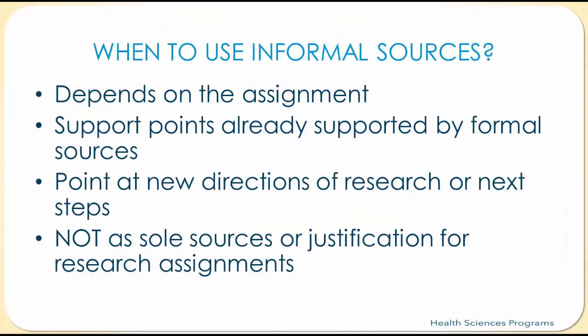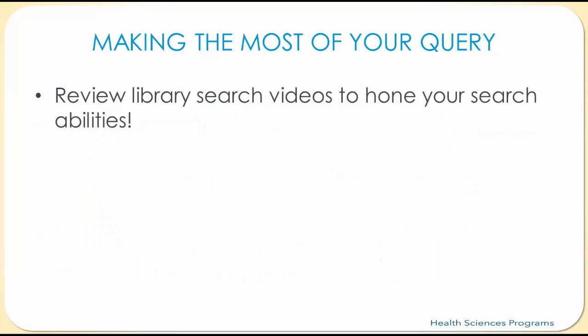After searching these top sources, exploring second-tier and informal sources is appropriate. For example, an informal source can provide additional support in your existing argument or point to a new direction in practice. Many peer-reviewed articles take months or years to get published, so informal sources often have cutting-edge information. However, you do not want a major argument in your assignment only supported by informal sources. Please be sure to review the library videos to hone your search abilities.